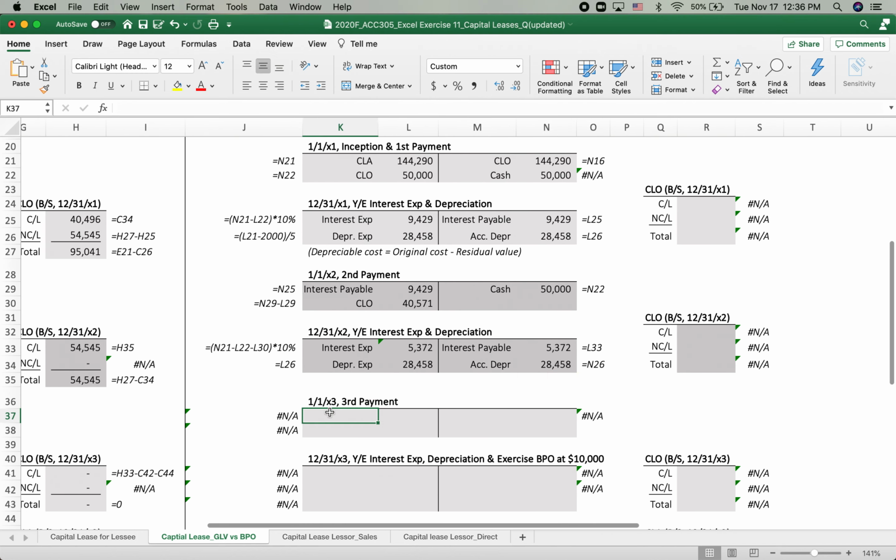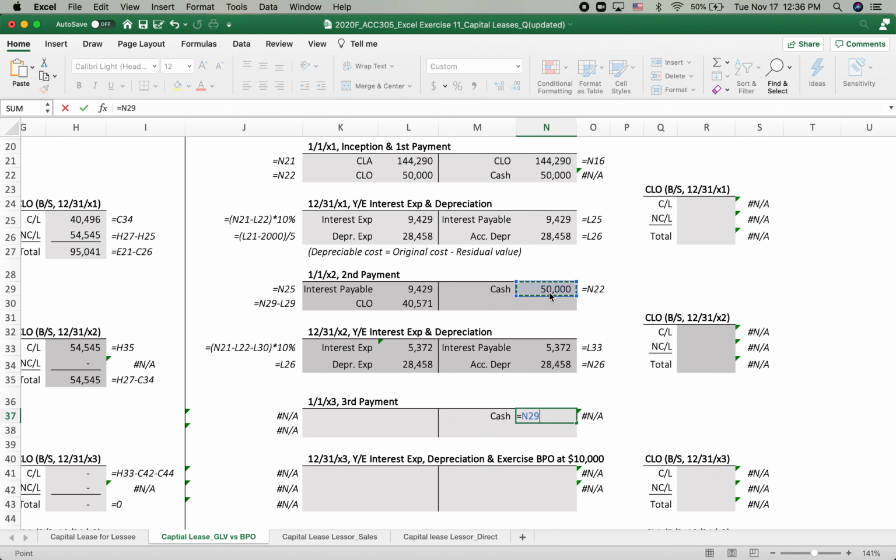Then very next day, now the company should pay the last payment of $50,000, and then at the end of the lease term, the company will exercise this bargain purchase option at $10,000. So the cash payment should include interest payable. Interest payable, how much is that? Okay, there you go. We already recognized this 5,000 as interest payable. Now the company paid, then the company should remove this payable.